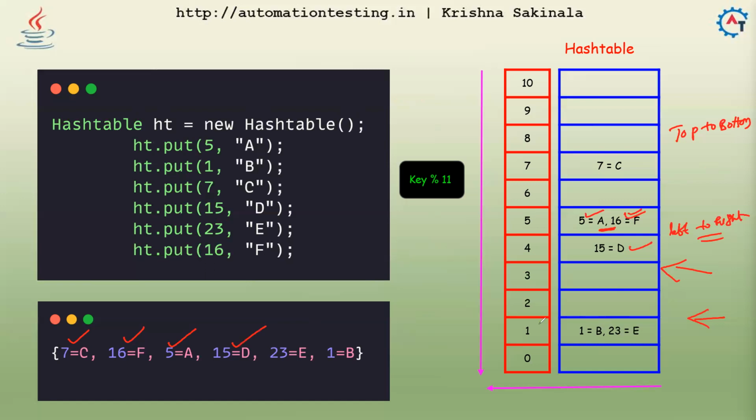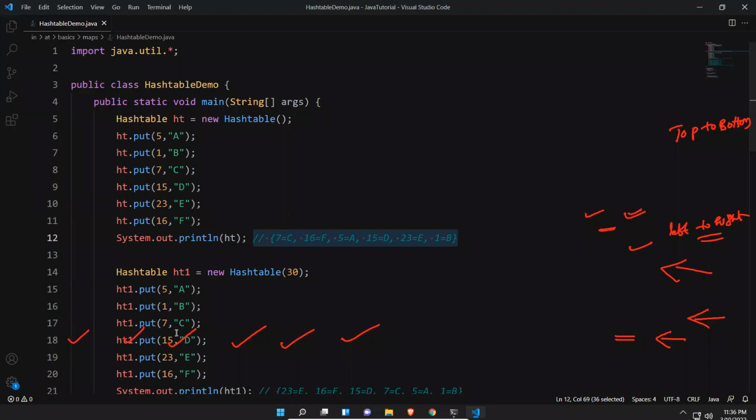Now when you come here in this hash code, here you have 2, again this direction. First 23 is equals to E, and then 1 is equals to B, right? That is how it printed the values, right? So give me 1 second. Yeah, if you go to this here, you see that 7 equal to C, 16 is equal to F, 5 is equal to A, 15 is equal to D, 23 is equal to E, 1 equals to B, right?